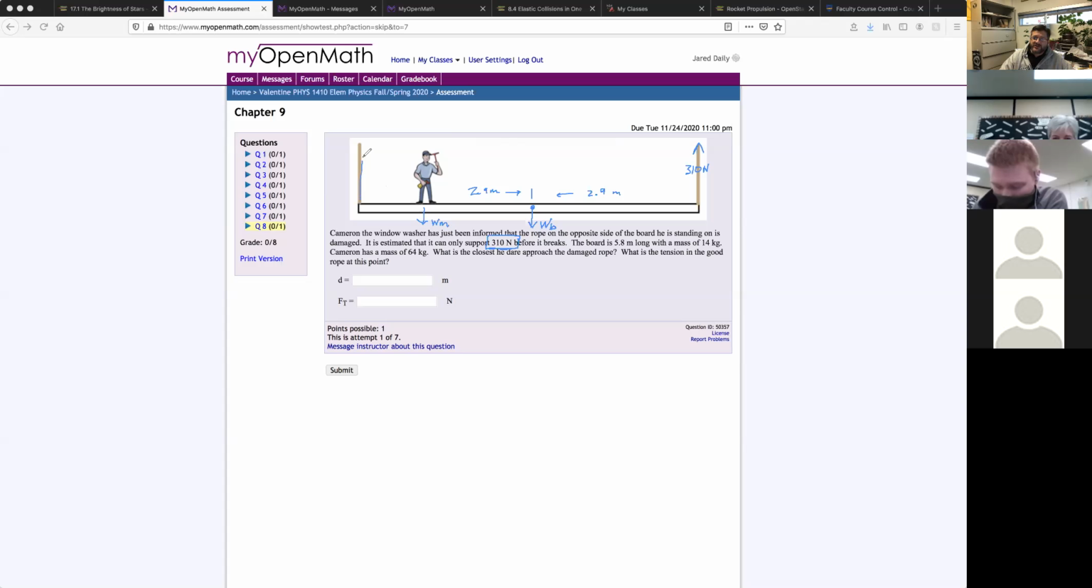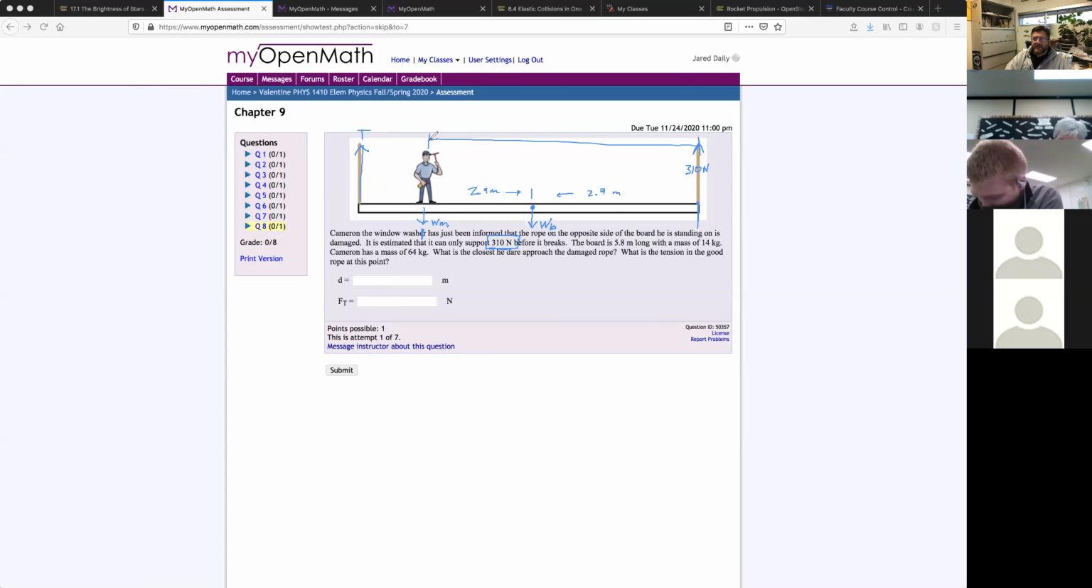On this side, there's also a tension upward. We're not sure what the tension will be there. We'll just call it T. That's fine. They actually want to know what that is eventually, so we'll need to know that. The thing that they want to know is the distance that he can get to the damaged rope. How close can he get to this rope here? So we're trying to calculate this distance from here all the way over to here. Now this distance here is what we're trying to measure.